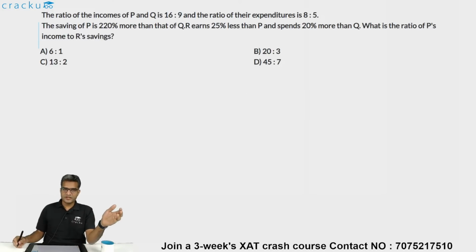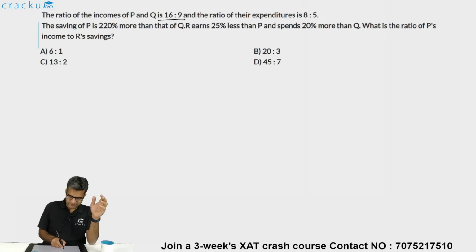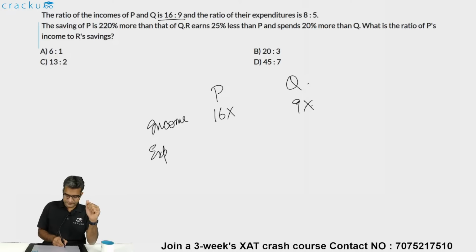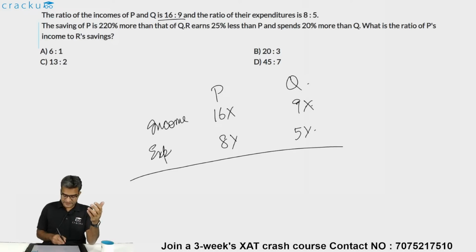So in this question, we are told that the ratio of incomes of P and Q is 16:9. So let us assume that this is 16x and this is 9x. And the ratio of their expenditures is 8:5. So this is 8y and this is 5y. So the savings will be 16x minus 8y, and this will be 9x minus 5y.